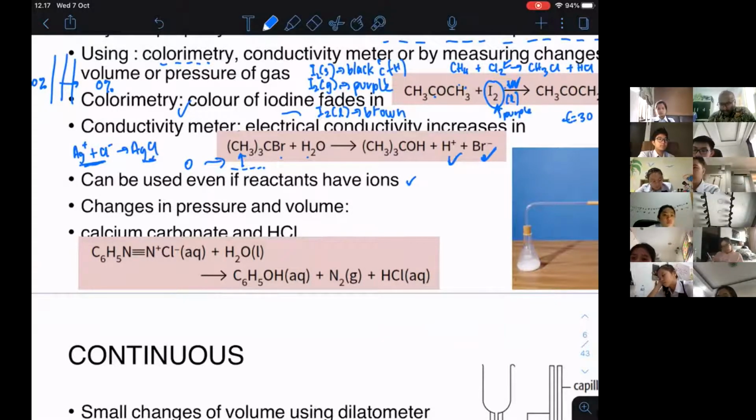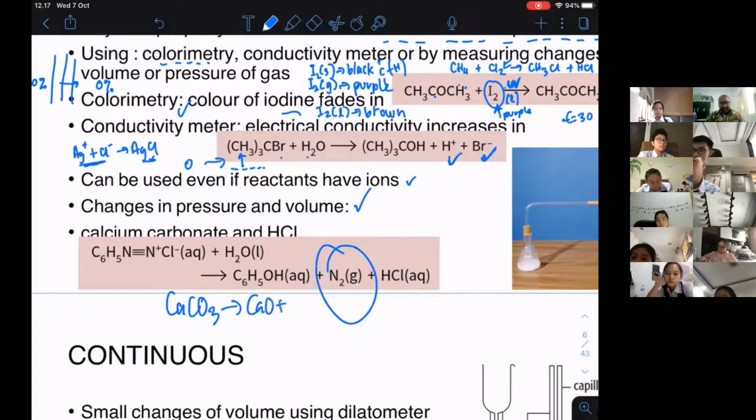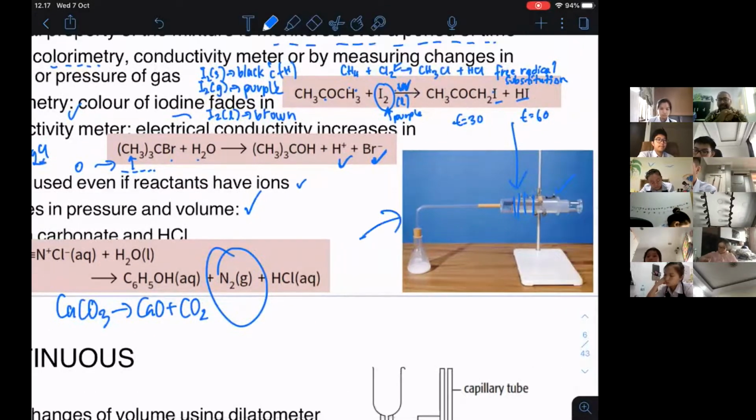Okay, changes in pressure and volume. Every single time that is involving gas, like the one I mentioned about calcium carbonate giving you calcium oxide plus carbon dioxide, the best method whenever it comes to gas is to use the changes in volume of gas. It means you need to use the gas syringe. That is the best method to find out the rate of reaction.